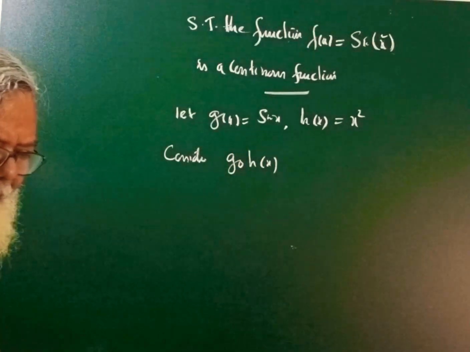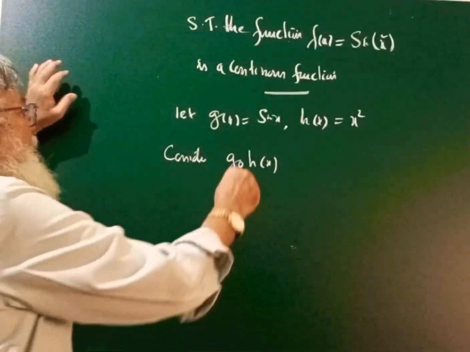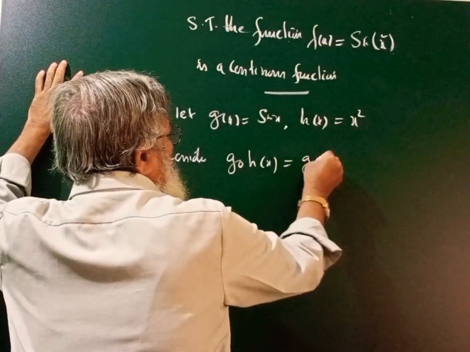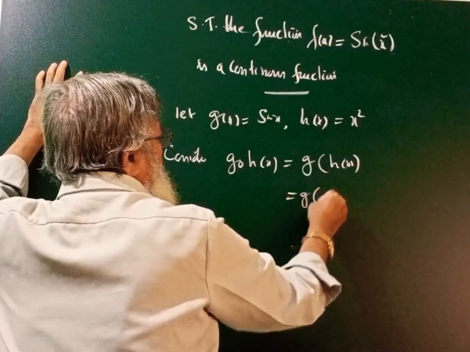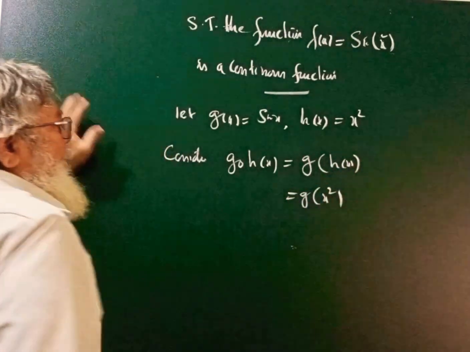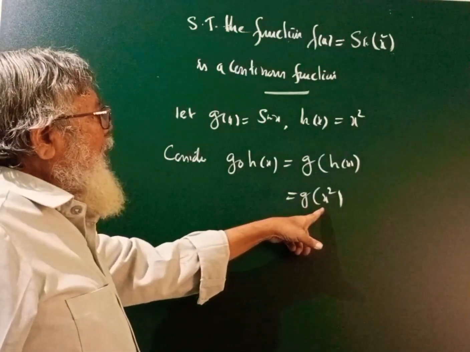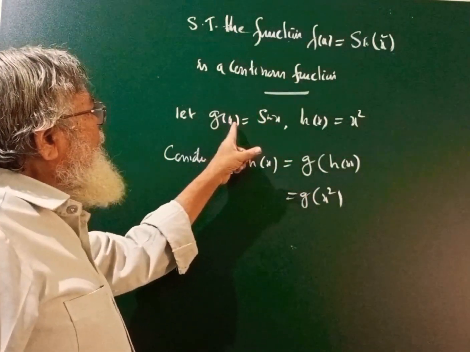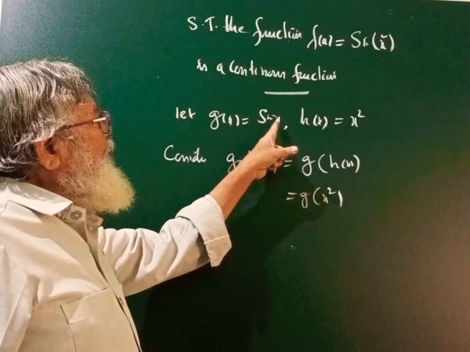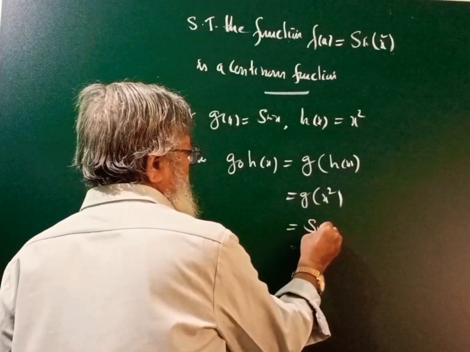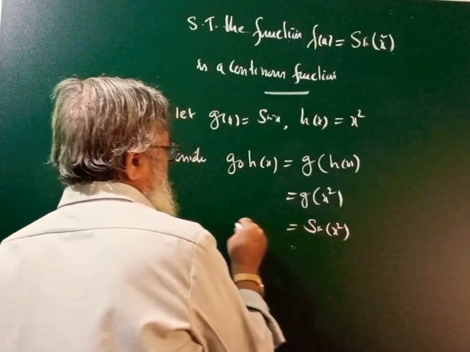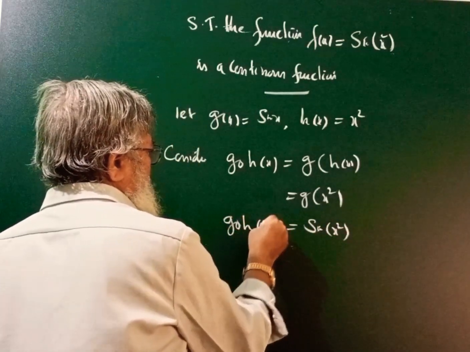Now you see here, g composition h, by the definition, will be g of h of x, and h of x is given by x square. Now we have to apply g on x square. Application of g is whatever the quantity is, we have to apply sine to that. So here it will be nothing but sine of x square.